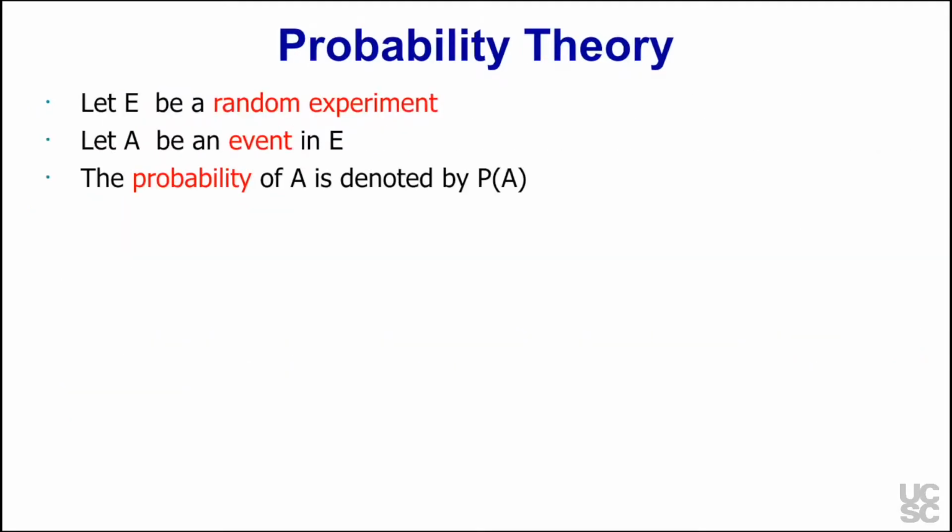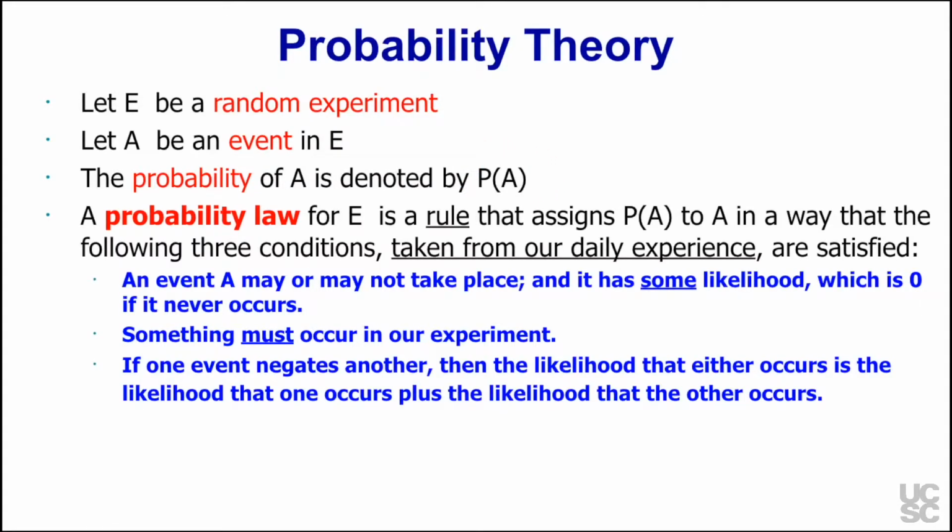To have a more formal description of probability, let's define capital E to be a random experiment. We will use capital letters to denote events. So A is an event in our experiment, and the probability of an event A we will denote as P of A. And a probability law for our random experiment is a rule that assigns these numbers P of A to each event A in a way that the following 3 conditions are satisfied. And these 3 conditions are taken from our daily experience and are the only 3 conditions that we require to be intuitive, which means we assume them without proof.